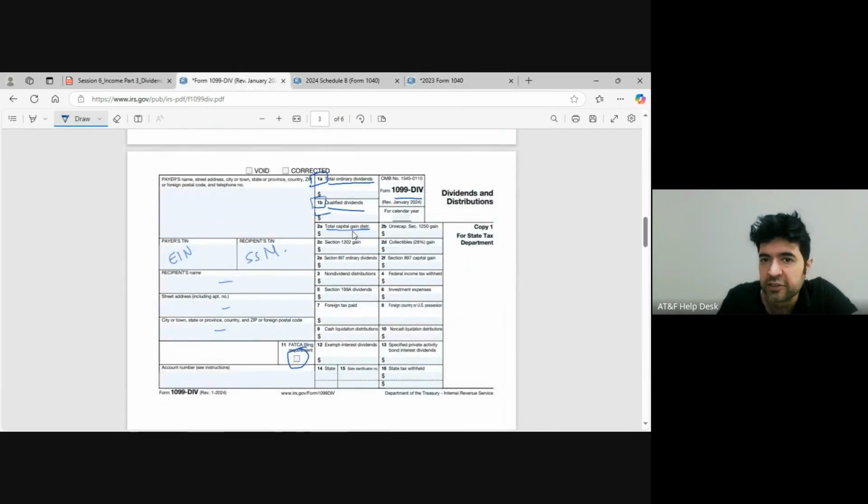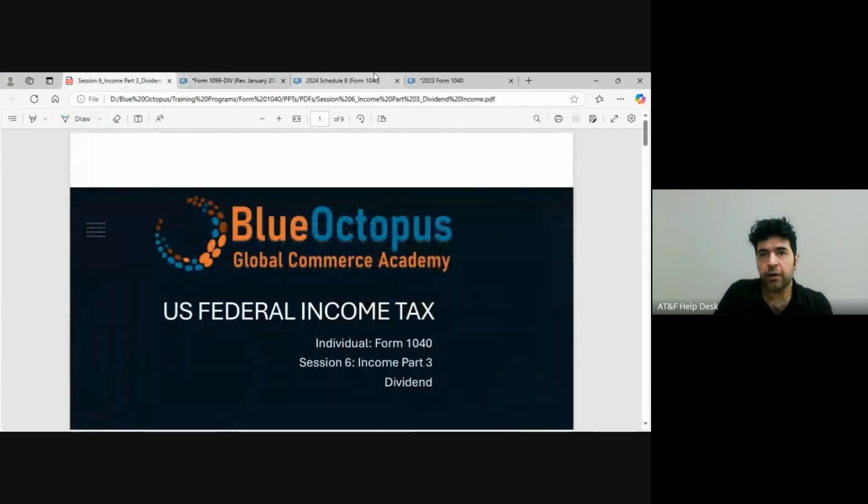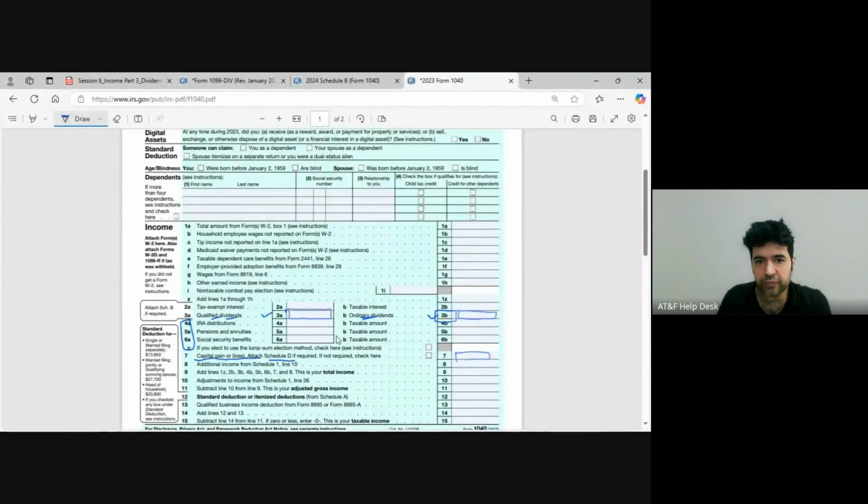Now this total capital gain distribution includes 2B, 2C, 2D, and 2F. The total of these is added in 2A. So whatever total you have, that amount will be automatically added in total capital gain distribution and reported in this line item 7.